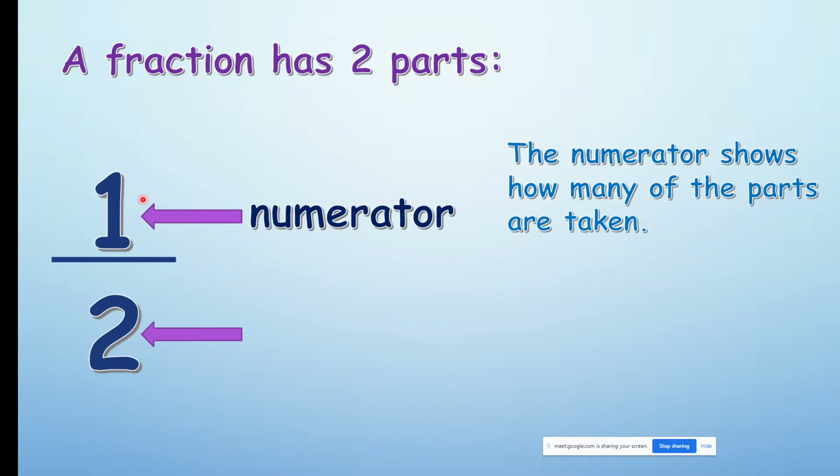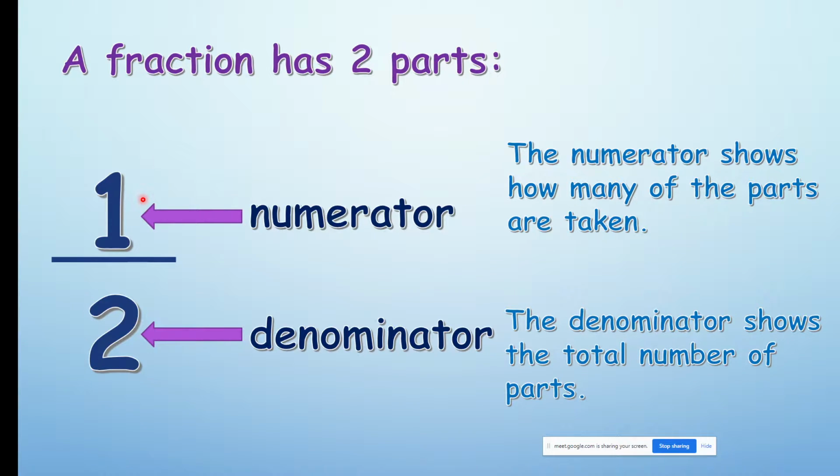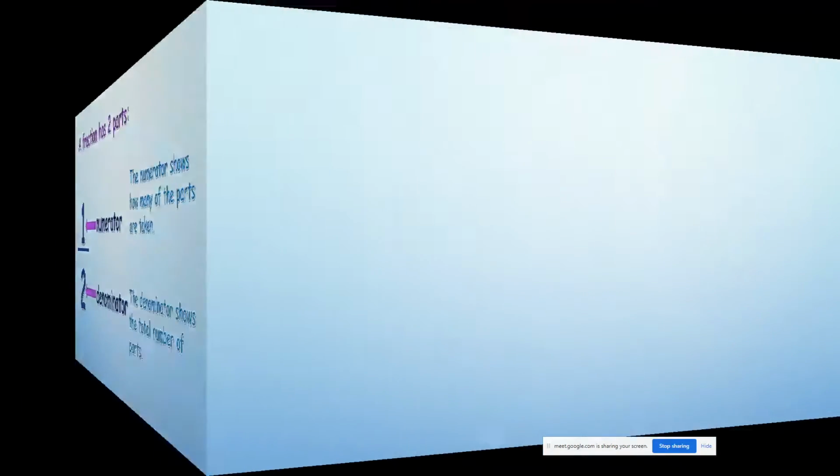Next, how about the number at the bottom? What do you call the number at the bottom? It is called the denominator. The denominator shows the total number of parts. How many parts do you have? How many slices do you have? Okay, turn off your mic.